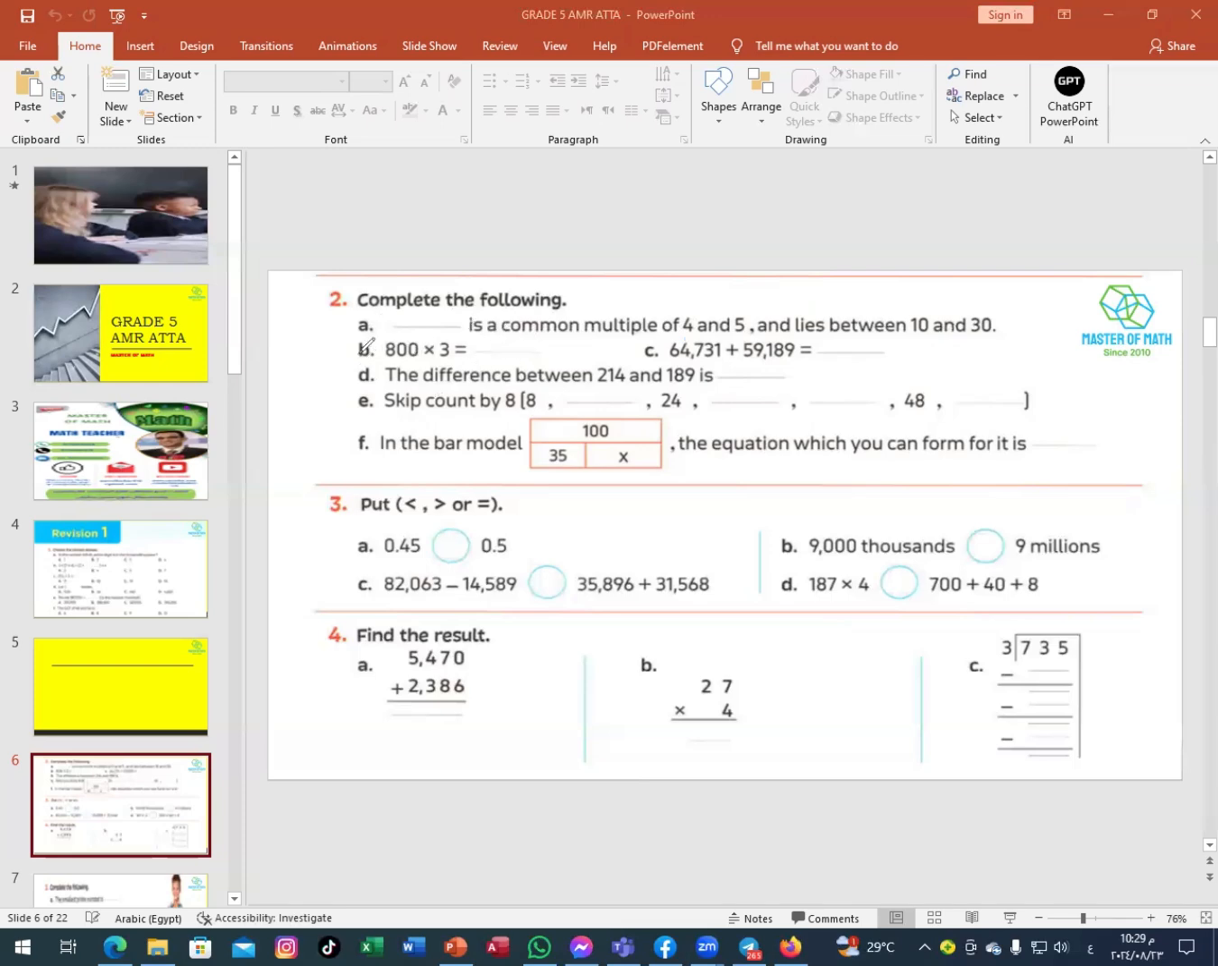When we have a multiplication problem, zeros get out. We have 2 zeros, we have to take them out. We have here 3 times 8 equals 24. So the answer is 2,400.